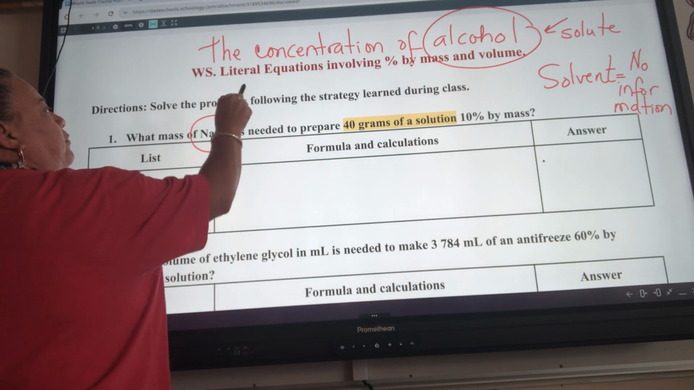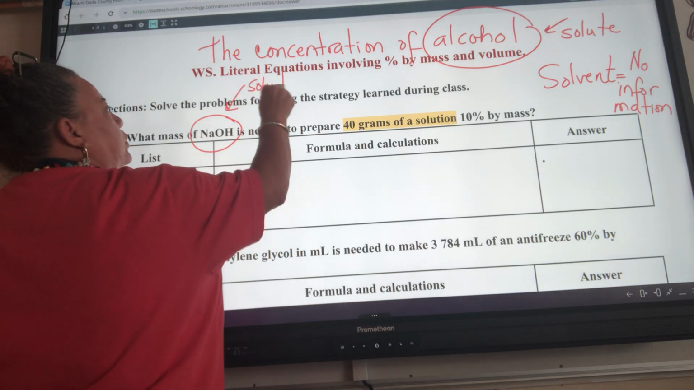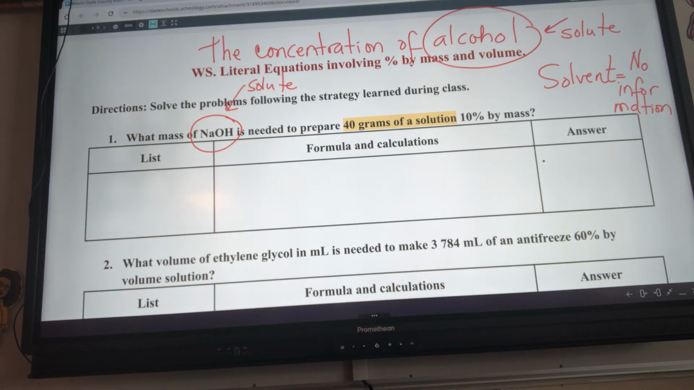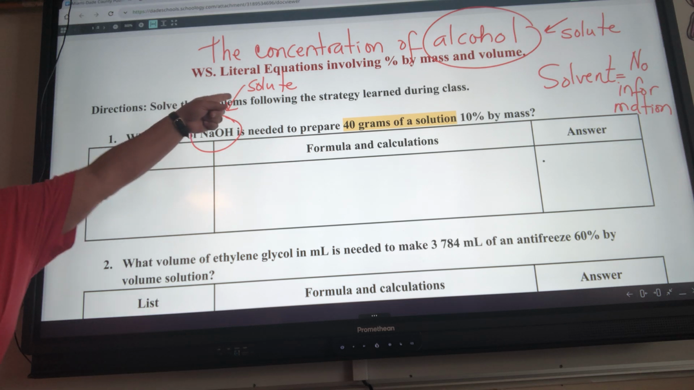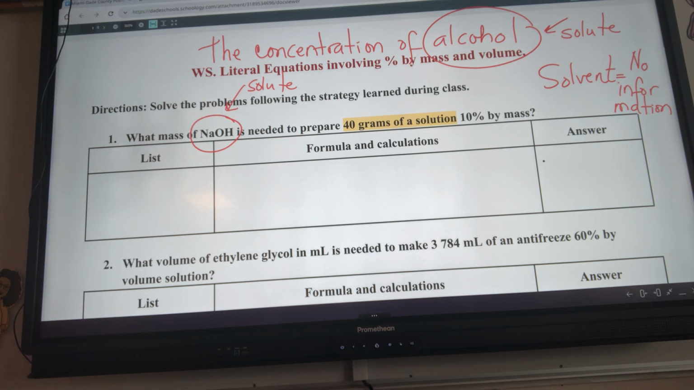What is the information that you have over here? Your solute. How do you know that? Because it's an ionic compound. Ionic compounds are usually the solute in a solution. Do you understand that part? Okay, so the mass of sodium hydroxide, and what is sodium hydroxide in that solution? The solute, okay? To prepare 40 grams of a solution, 10% by mass.